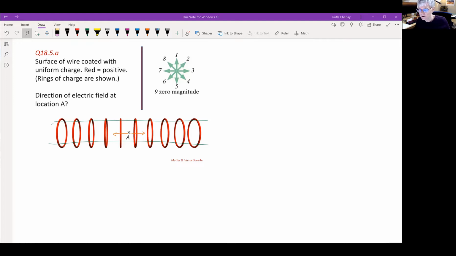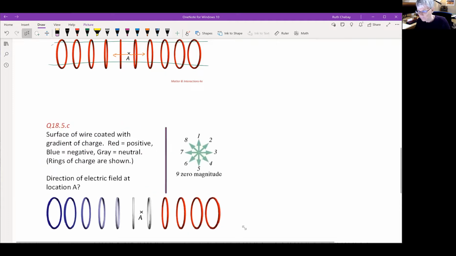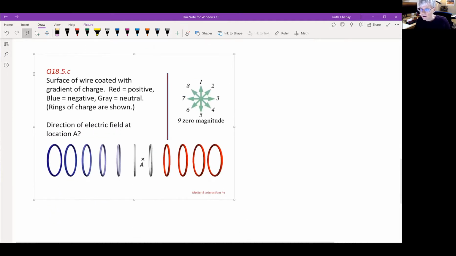What if, though, we had a gradient of charge here where blue is negative, red is positive, and the gray ones are practically neutral. Okay, what would the net electric field at location A now be? The direction.